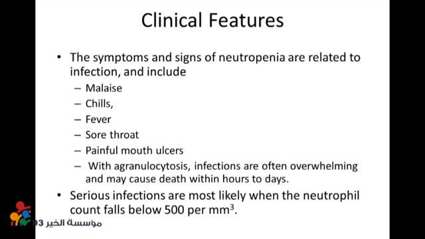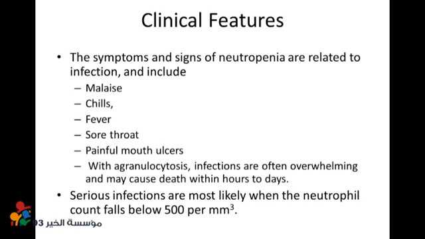So the clinical features, we all know that from medical school, but we are going to review this quickly. The symptoms and signs of neutropenia are often related to infection. The patient could present with fever, chills, sore throats, painful mouth ulcers. Patients may present with malaise, but with agranulocytosis, here we refer to neutrophils as granulocytes.